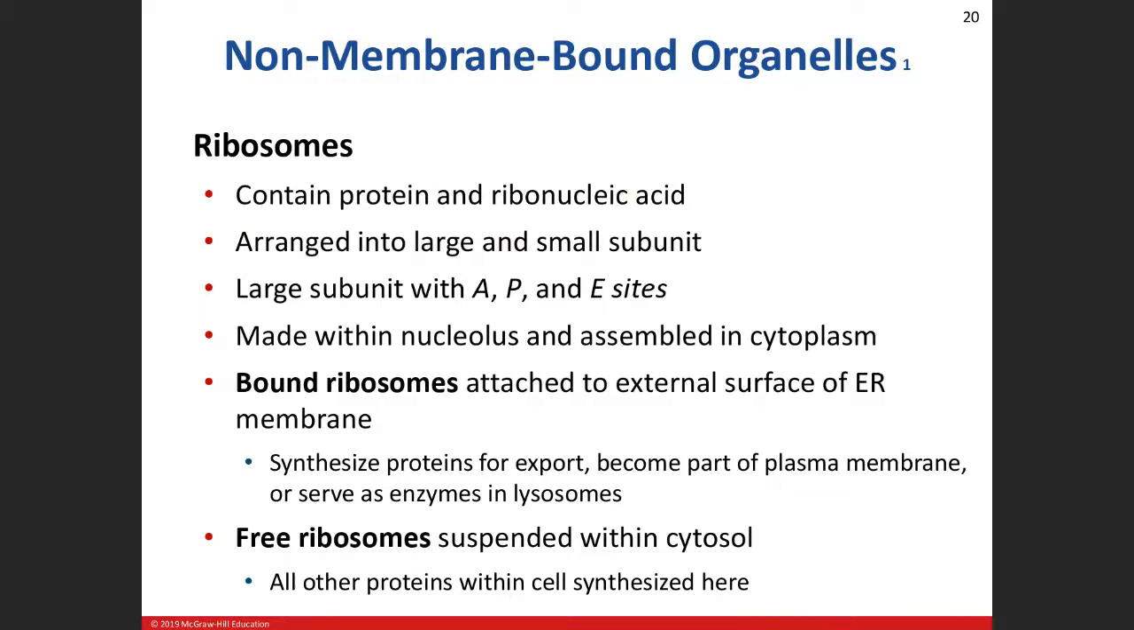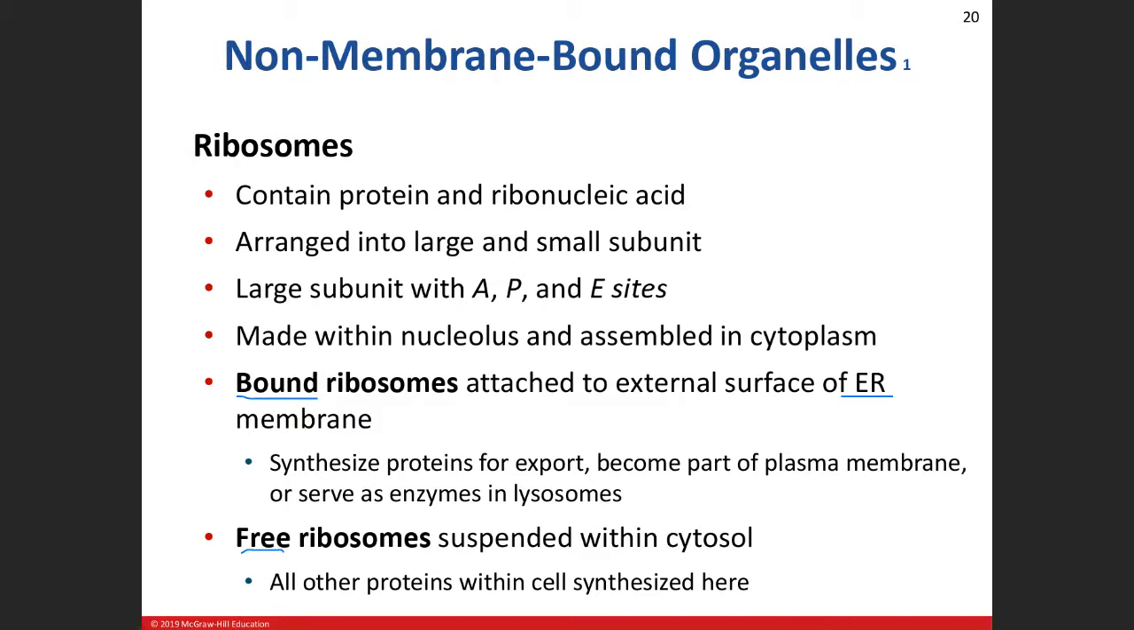All right, so these guys are not going to have their own membrane covering them. You're going to see them in two places. One, they'll be free floating within the cytoplasm or the cytosol, and when that occurs, we refer to those as free ribosomes. The other kind is the bound ribosomes, which we saw because they were stuck on to the surface of the endoplasmic reticulum.